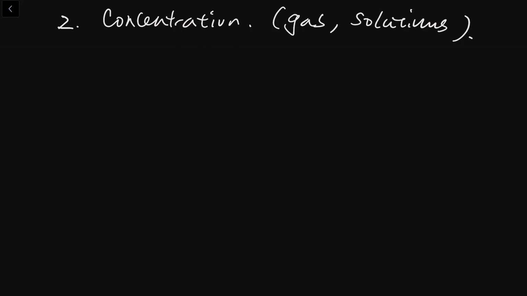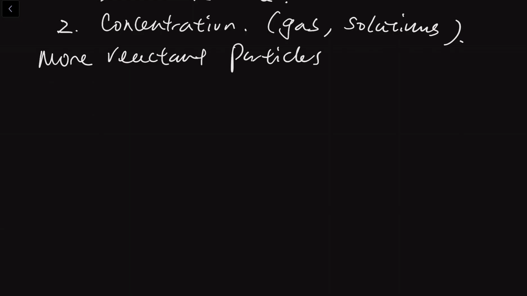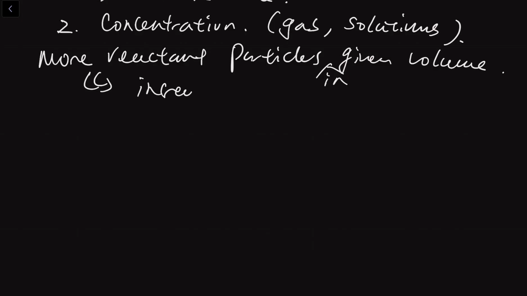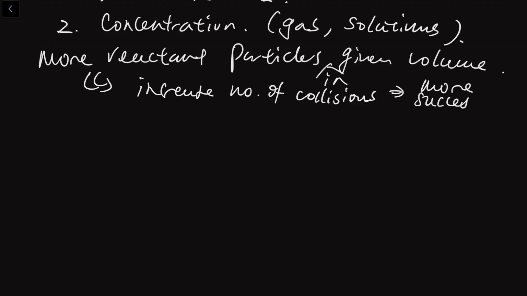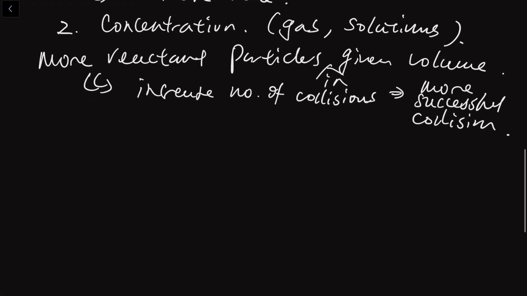And the idea is the same. If the concentration is higher, you have more reactant particles for a given volume. This in turn would increase the number of collisions, which then means you have more successful collisions. So why is this the case? Given a particular success rate, if you have more collisions, then you would have more successful collisions. So this is the logic behind my argument.